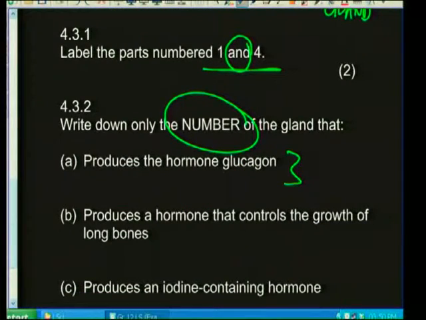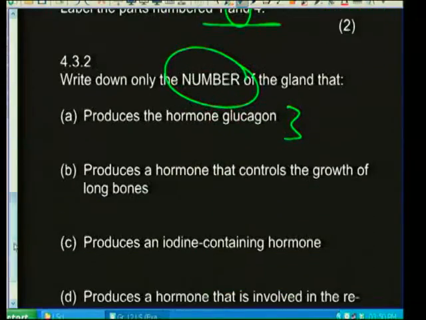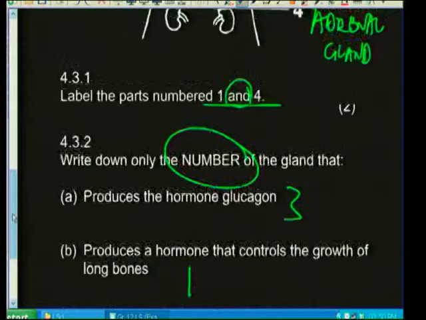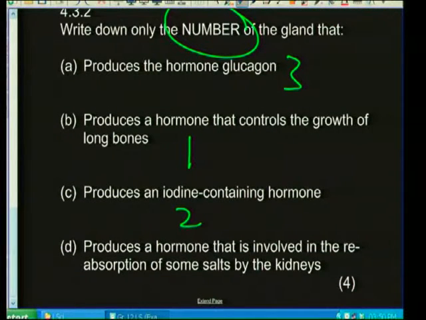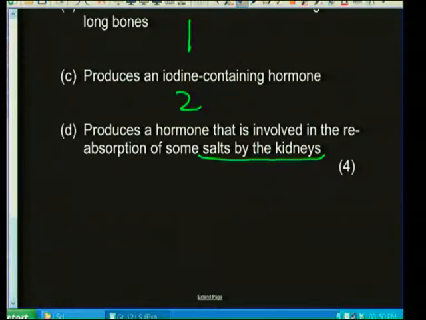Produce a hormone that controls the growth of long bones. That would be number 1, the pituitary gland. Produce an iodine-containing hormone. That would be the thyroid gland, and that is number 2. Produces a hormone that is involved in the reabsorption of salts by the kidney. That would be adrenal gland, and that is number 4 in our diagram.